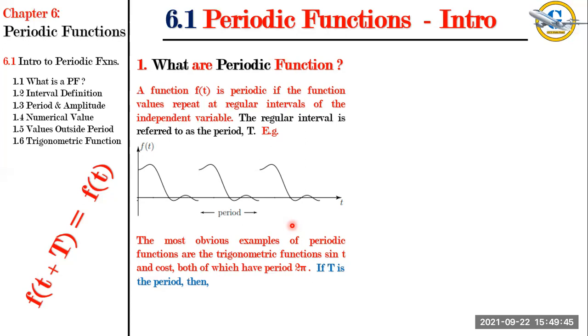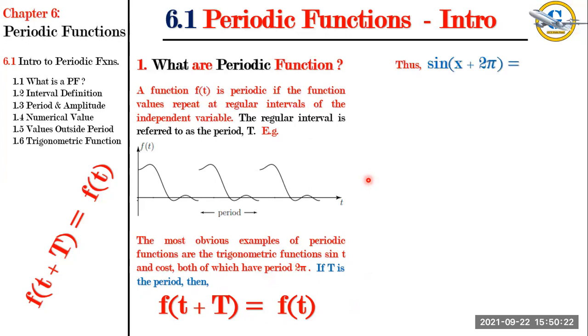So if T is the period for the sine function or the cosine function, then f of t plus the period, or f of t plus multiples of the period, will be equal to f of t. This is a characteristic of periodic functions. So if you want to prove that a function is periodic, say f of t plus lambda, you just have to prove that f of t plus lambda is equal to f of t.